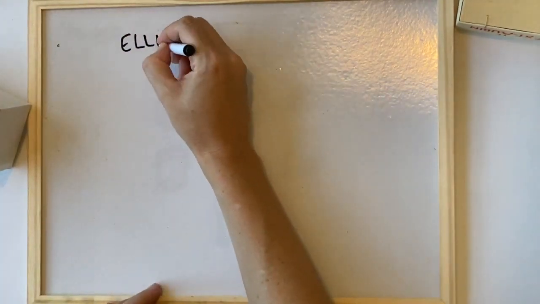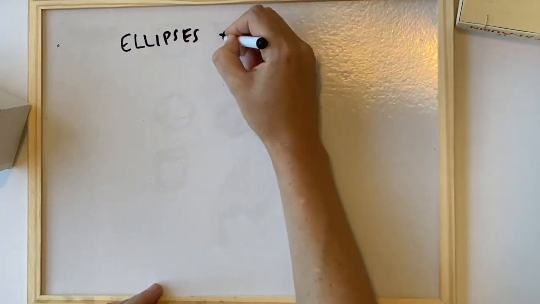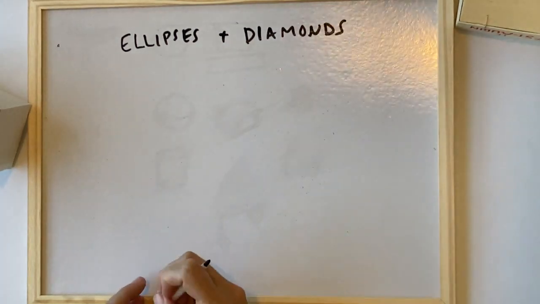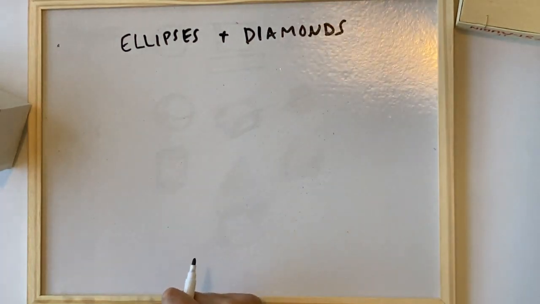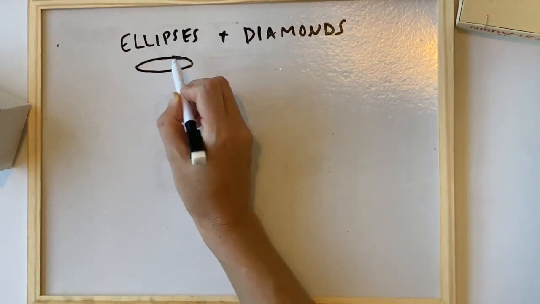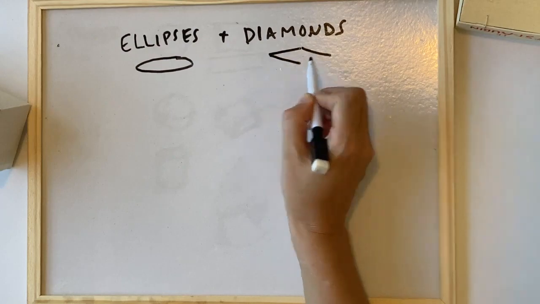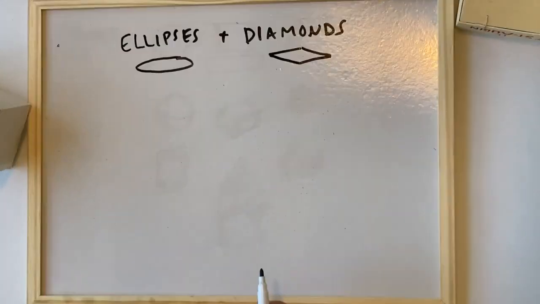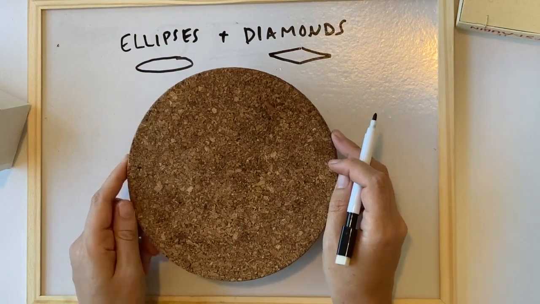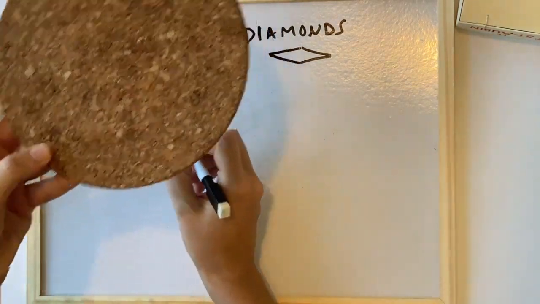Okay, now we're going to focus on ellipses and diamonds. Now, using ellipses and diamonds helps us draw 3-dimensional forms. So an ellipse is basically a smushed circle, and a diamond will be a smushed rectangle. So this is basically a circle. If you look at it straight on, it's a circle.